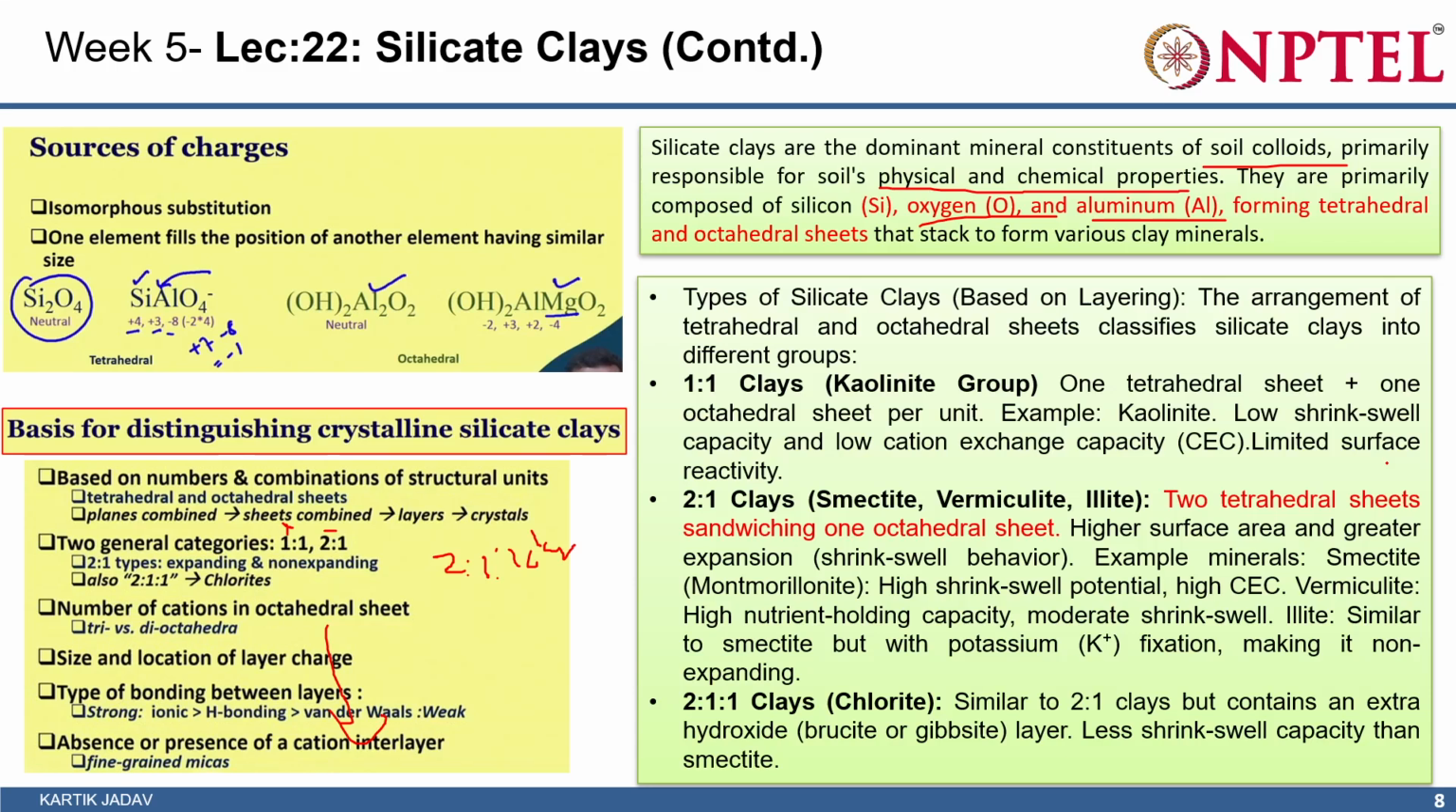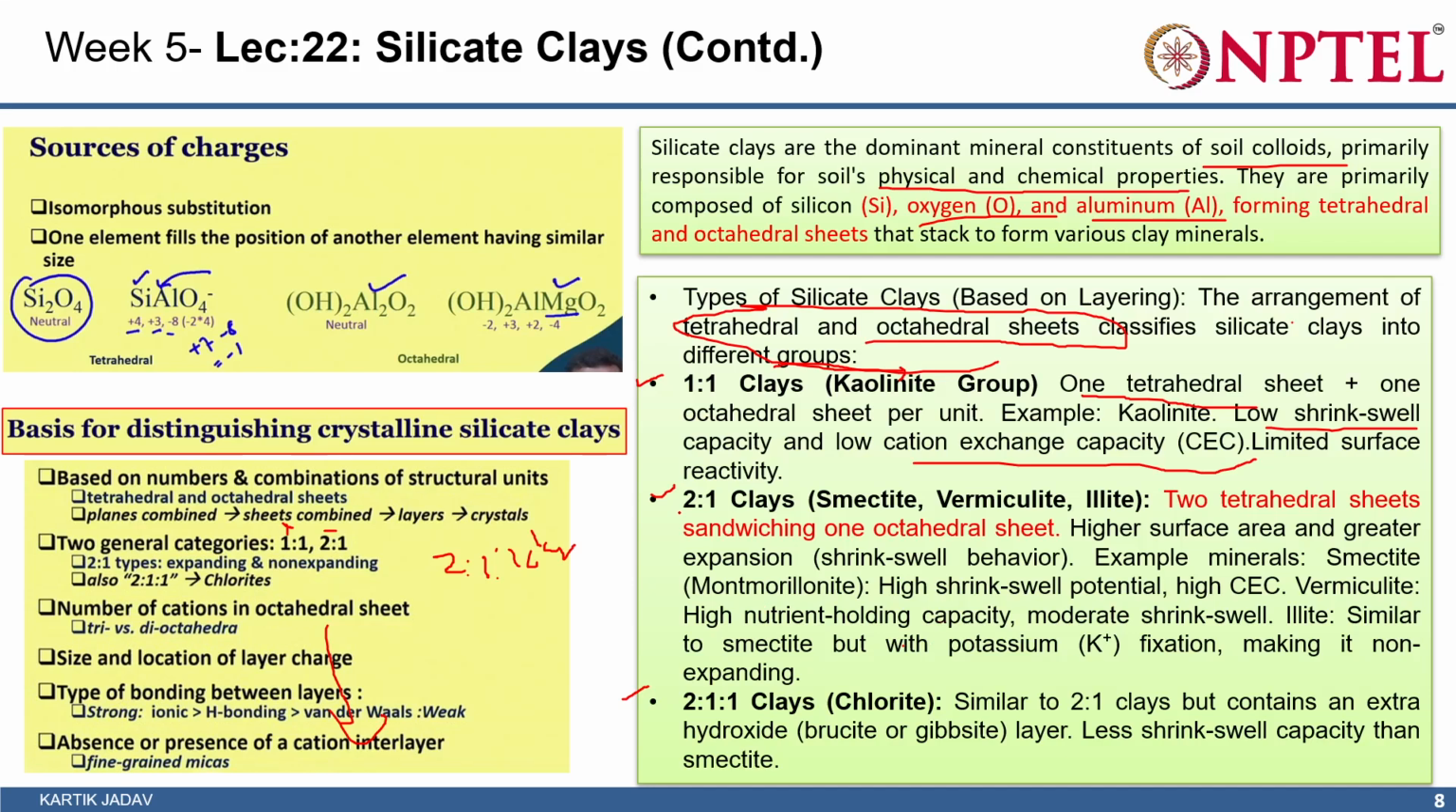Basically, what we need to remember about silicate clays is their types. The arrangement of tetrahedral and octahedral sheets plays a major role. The most common groups are 1:1, 2:1, and 2:1:1 clays. The most common example of a 1:1 clay is kaolinite, with one tetrahedral sheet and one octahedral sheet per unit. It has low shrink-swell capacity and low cation exchange capacity, because it is a stable soil with limited surface reactivity and not much negative charge on its surface.